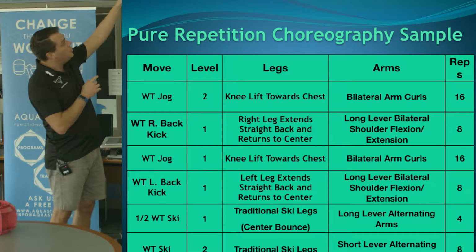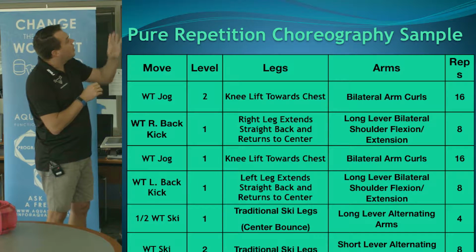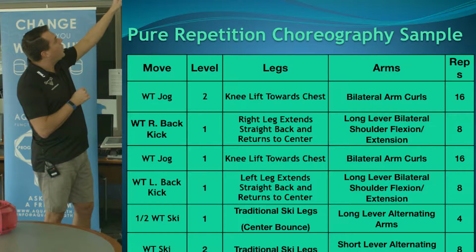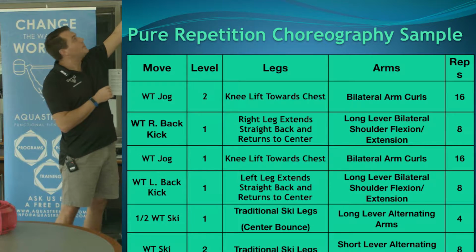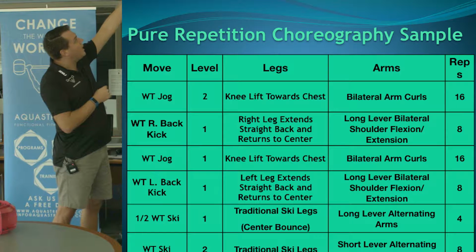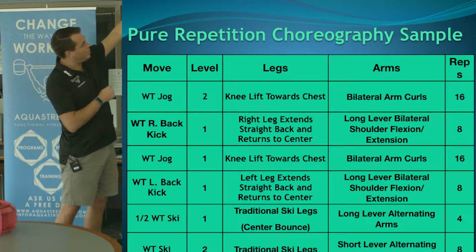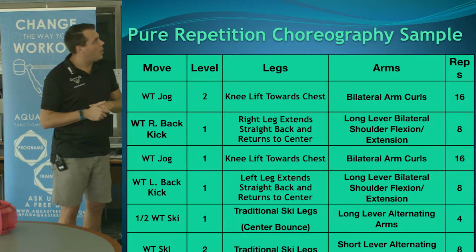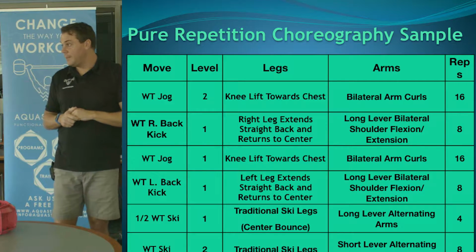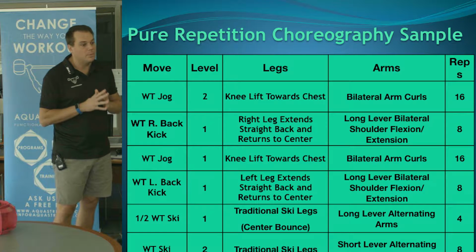But we've got a level 2 knee lift, and the arms are doing a bilateral arm curl, a water tempo. So that WT is obviously water tempo. Water tempo right back kick, water tempo jog, water tempo left back kick, a half water tempo ski into a water tempo ski. Okay? So I kept the choreography here very, very simple.